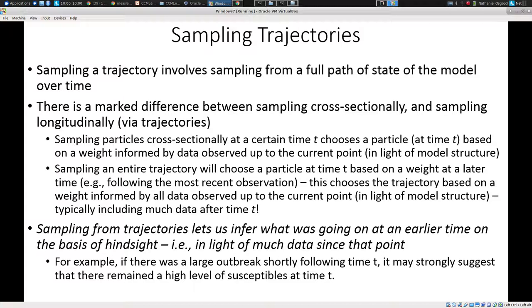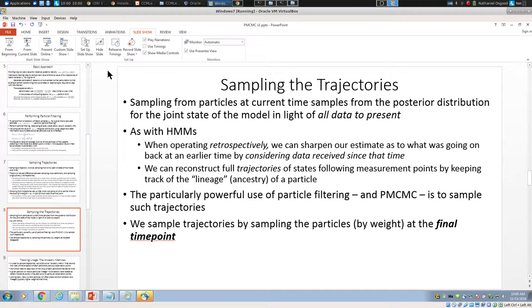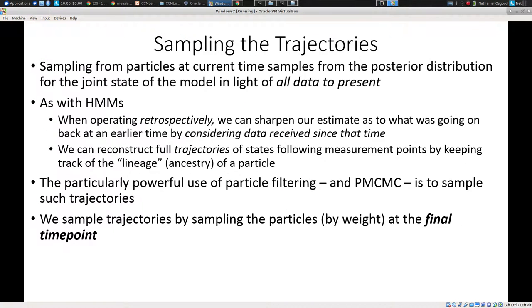So sampling trajectories is basically what can give us the hindsight. It lets us, after the fact, at this later time, sample from entire histories of what was probably going on. Recognizing there's not just one interpretation of what happened, there are many possible interpretations, but maybe they share certain features that are undeniable, that are pinned down by the data. So sampling trajectories, ladies and gentlemen, gives us great information, as with HMMs operating retrospectively.